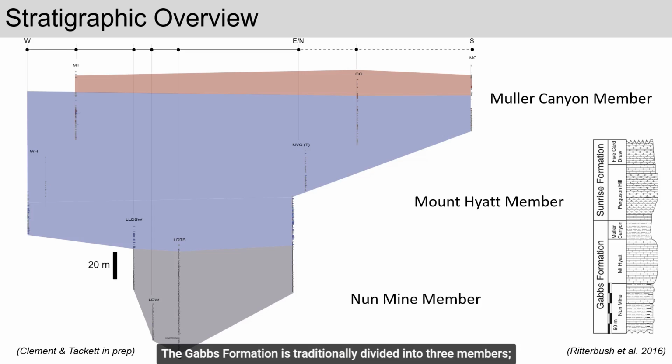The Gabbs Formation is traditionally divided into three members: the lower Nun Mine member, the middle Mount Hyatt member, and the upper Muller Canyon member. These divisions are based on lithology, and generally do match the facies divisions seen in the Gabbs.